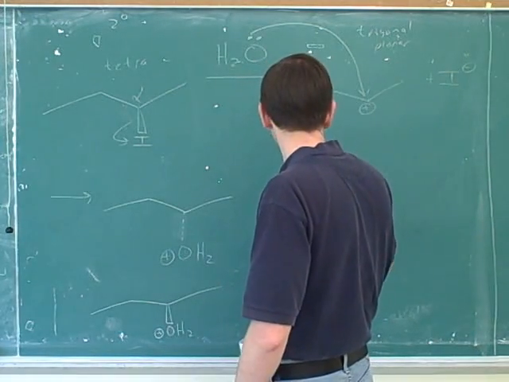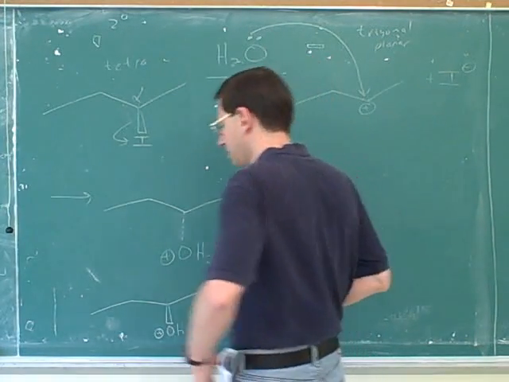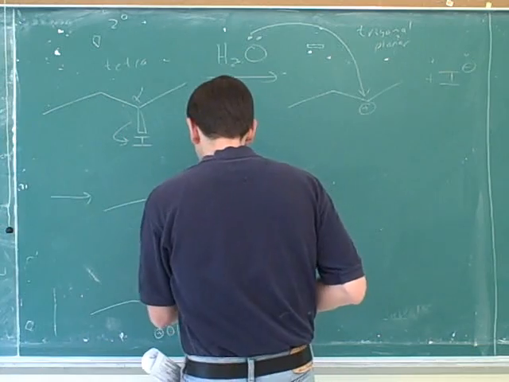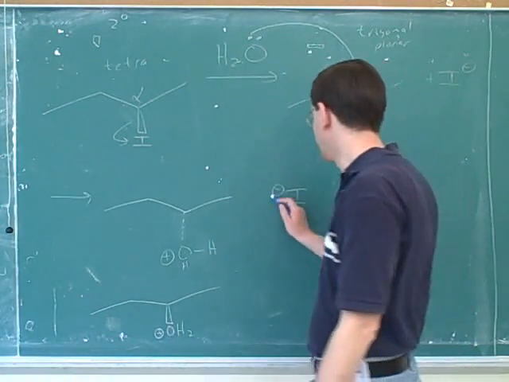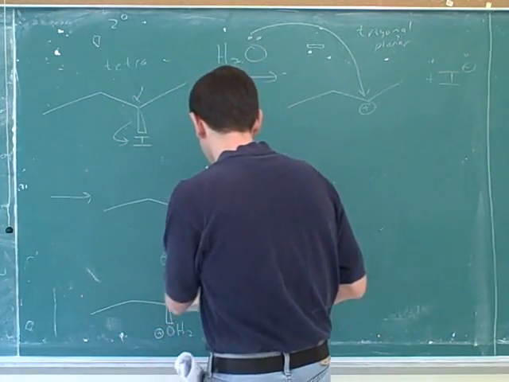Okay, and then you did your deprotonations. In order to show that correctly, you got to break off one of the hydrogens, so you can draw an arrow coming into it.